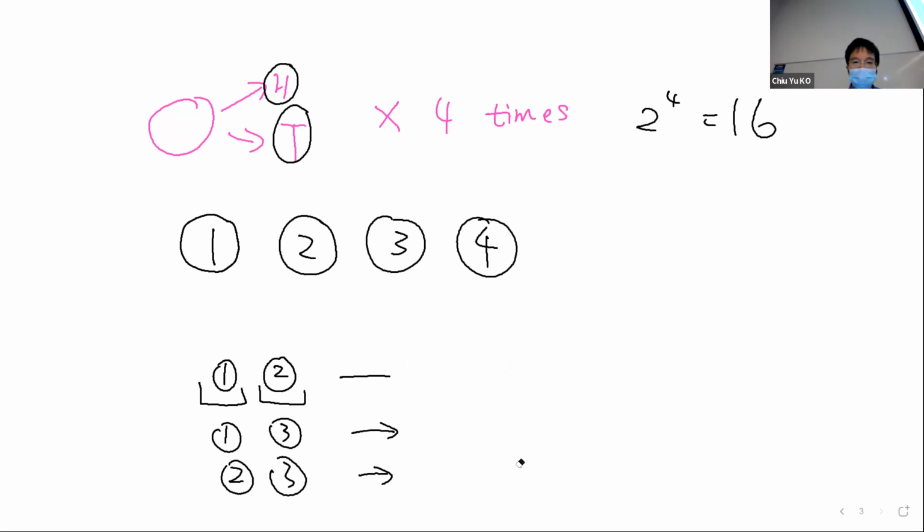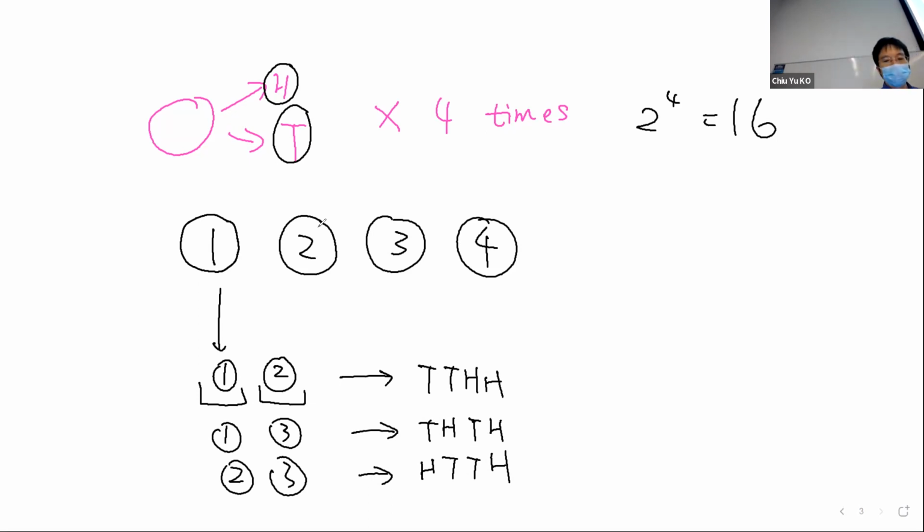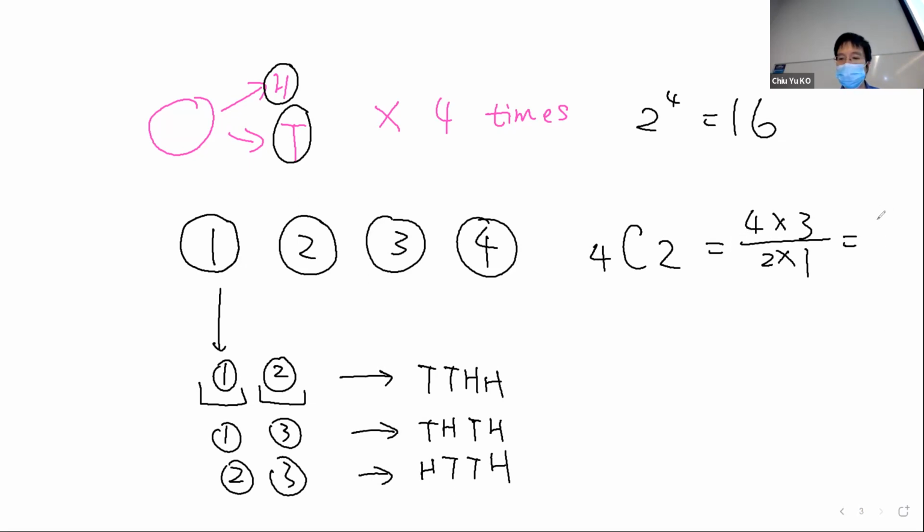If 1 is put in the ball here, it means the first one is tail. So we have tail, tail, head, head, and tail, head, tail, head, and head, tail, tail, head. If I put in all the arrangements of 2 balls, then I get all the possible cases for the 4 tosses. Can you see that? We'll be doing this in the next class, but this ends up being 4C2, which is 4 times 3 over 2 times 1, which is 6. So it's 6 over 16. That's the answer. Is that clear what we are doing?